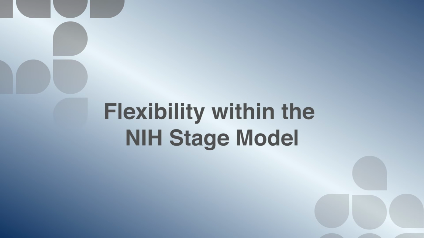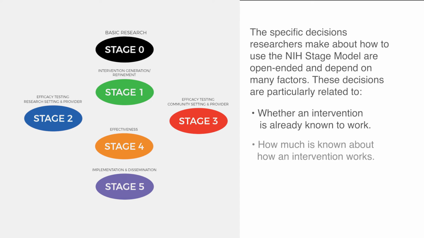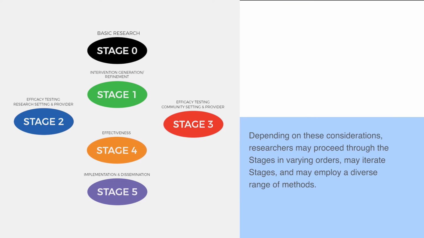Flexibility within the NIH Stage Model. The specific decisions researchers make about how to use the NIH Stage Model are open-ended and depend on many factors. These decisions are particularly related to whether an intervention is already known to work, how much is known about how an intervention works, and how complex the intervention is. Depending on these considerations, researchers may proceed through the stages in varying orders, may iterate stages, and may employ a diverse range of methods.